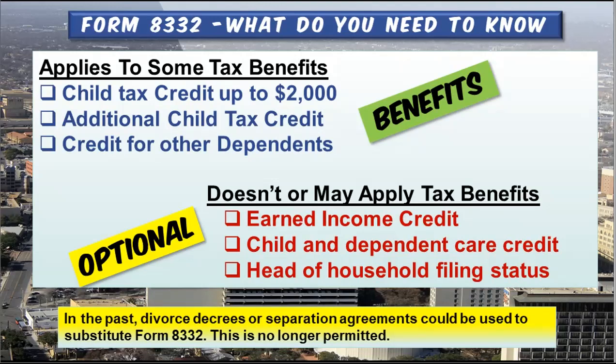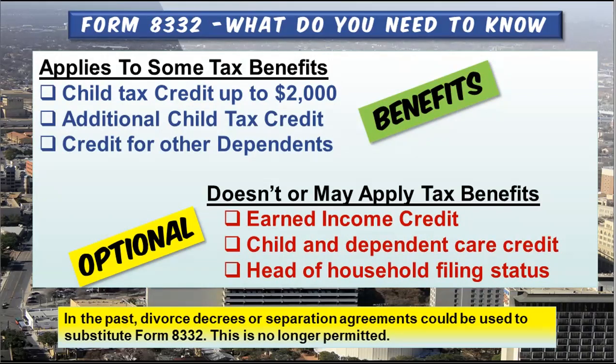There's also the earned income credit, which is available to the custodial parent. There's also the child dependent care credit, as well as the head of household filing status. Again, review this section with your tax professional to see whether or not you qualify for that. What that gives you is additional funds towards reducing, or even a tax refund for, the non-custodial parent.